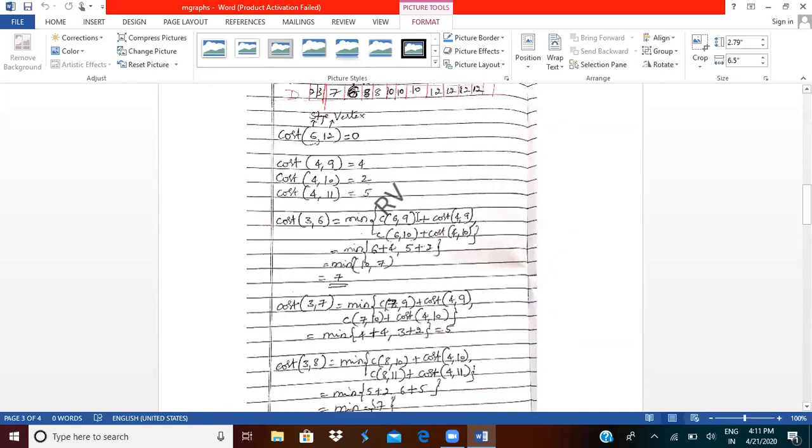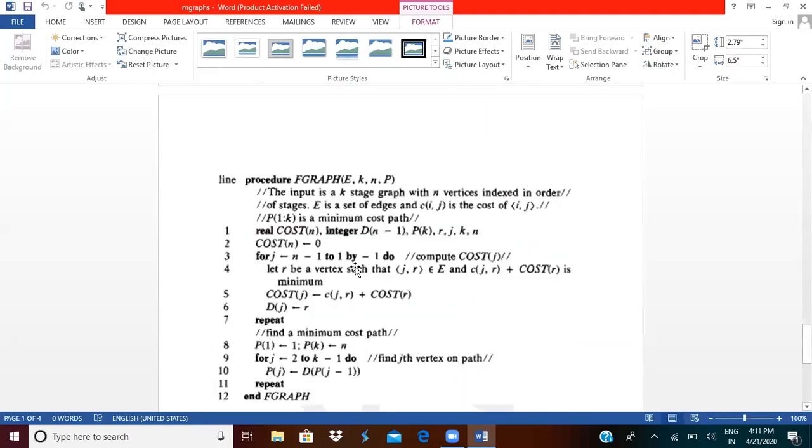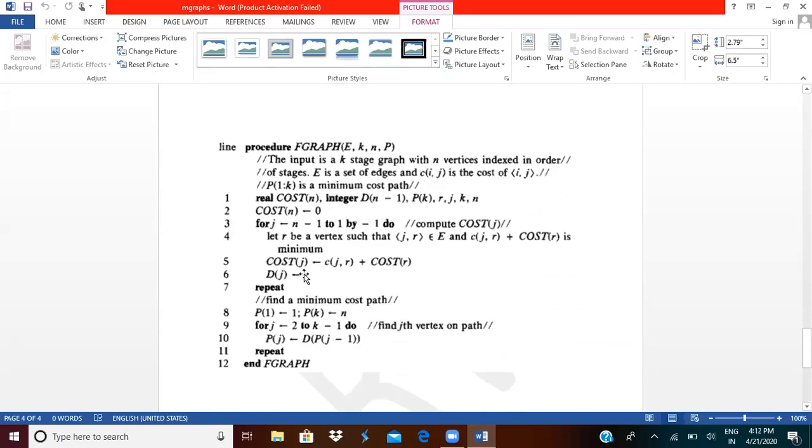So for filling up all the values in this table, I will use this step, this basic operation. This basic operation I'm going to do. Okay. Am I clear with it? Yes, sir.